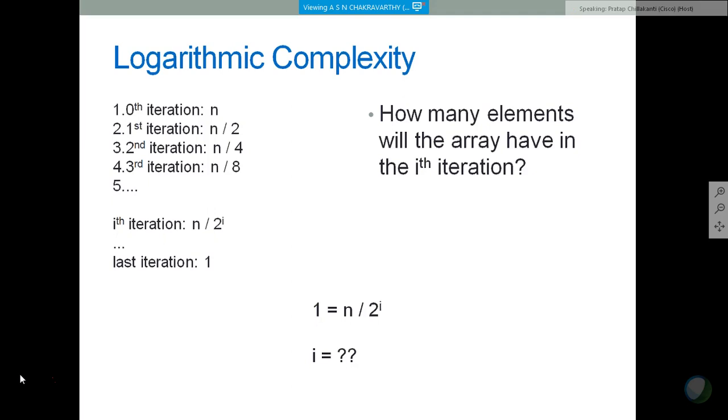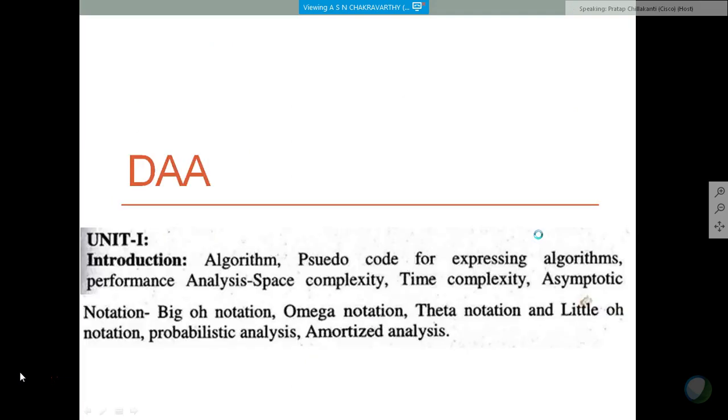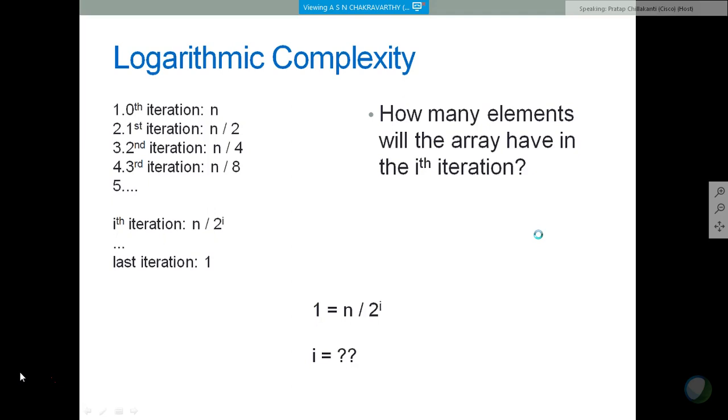Of course, the last iteration would be 1, right? Because by the time you come to that, now go back to the previous slide. So when you have 1 in the last iteration, if you look at the equation, ultimately you want to get to 1 when you have n over 2 raised to i. So what is i equal to? That is what I'm asking. How many iterations would you do?